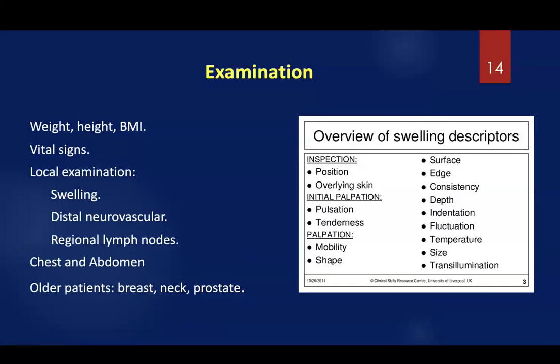On examination, you get height, weight, BMI; vital signs are extremely important. Patients with Ewing sarcoma sometimes come to you with a high fever, and that high fever mimics osteomyelitis. So always be cautious in diagnosing osteomyelitis, even in young patients, even if the patient has systemic symptoms, because we know Ewing sarcoma can present the same. Again, local examination: if there is a swelling, you look for distal neurovascular examination. Regional lymph nodes are extremely important.